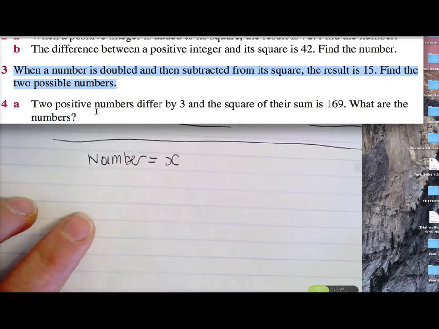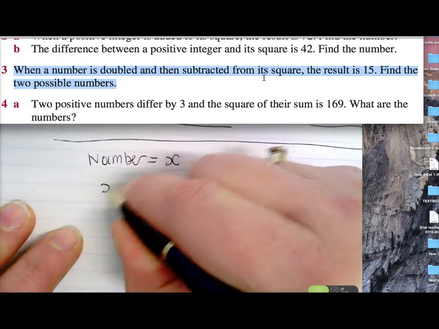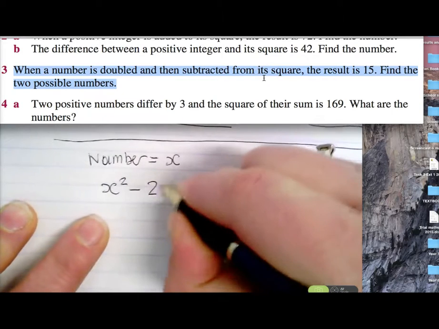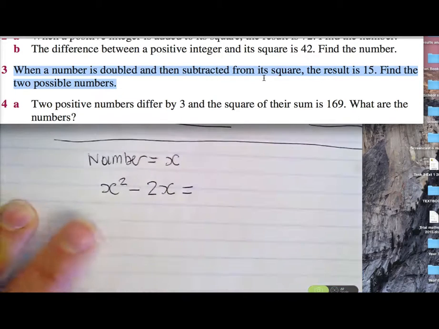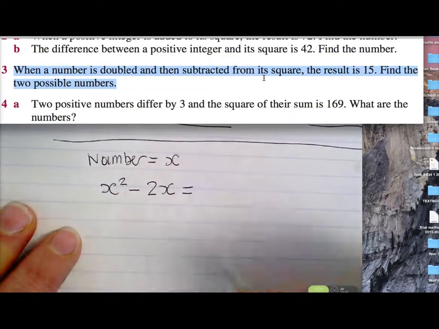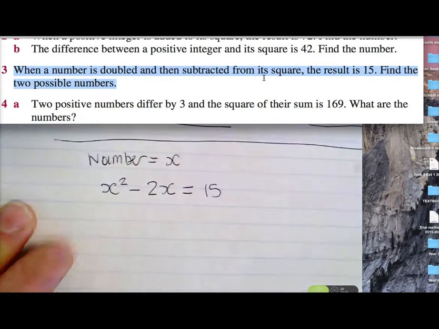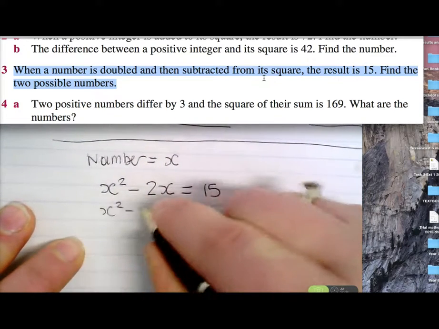So what do I do? X squared minus 2x. That's right. You've got to take the 2x from the x squared, not the other way around. The number is doubled and then it's taken away from its square. So you need to do the square, x squared minus 2x equals 15. Do you know what to do now, girls? Just solve it.